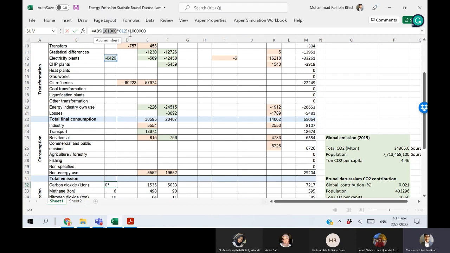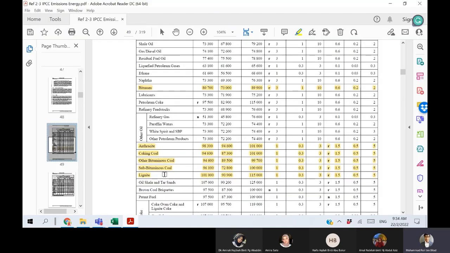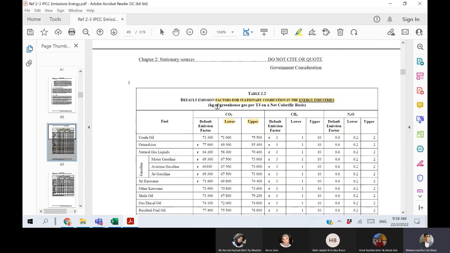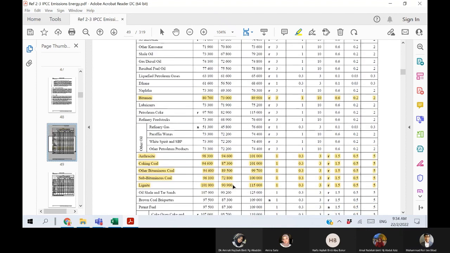101,000 here is the emission factor, and then C12 is actually this guy, the total energy, and 1 divided by 1 million here is to make it kiloton, because when you do the conversion, it is in kilogram of greenhouse gas. Okay, that is for coal.